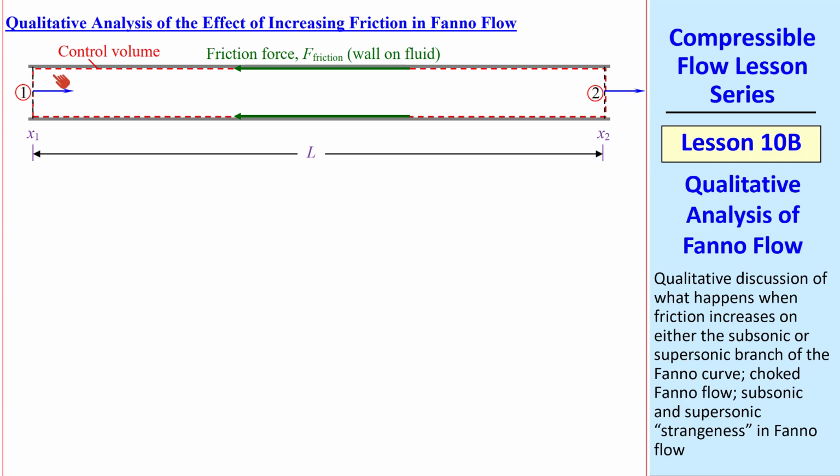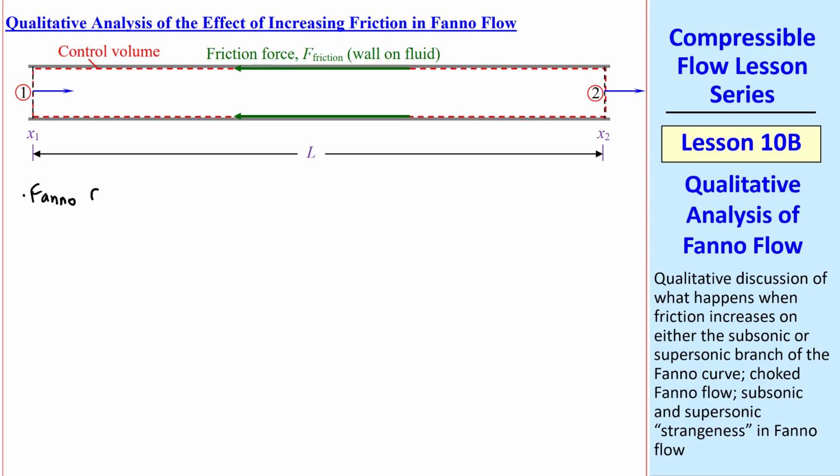Here's our setup. We go from state 1 at x1 to state 2 at x2 through a constant area duct of length L, and we do have a friction force F friction acting by the wall on the fluid as sketched here, but no heat transfer.